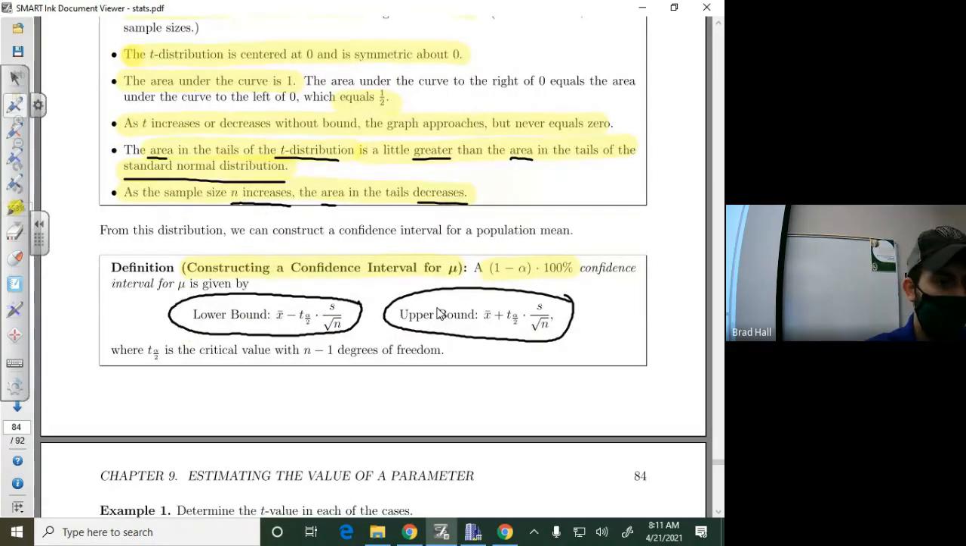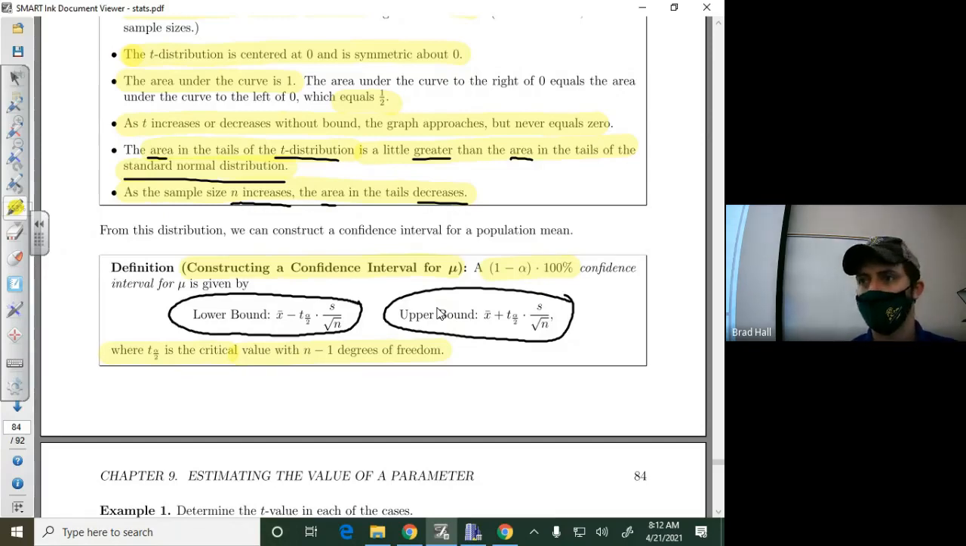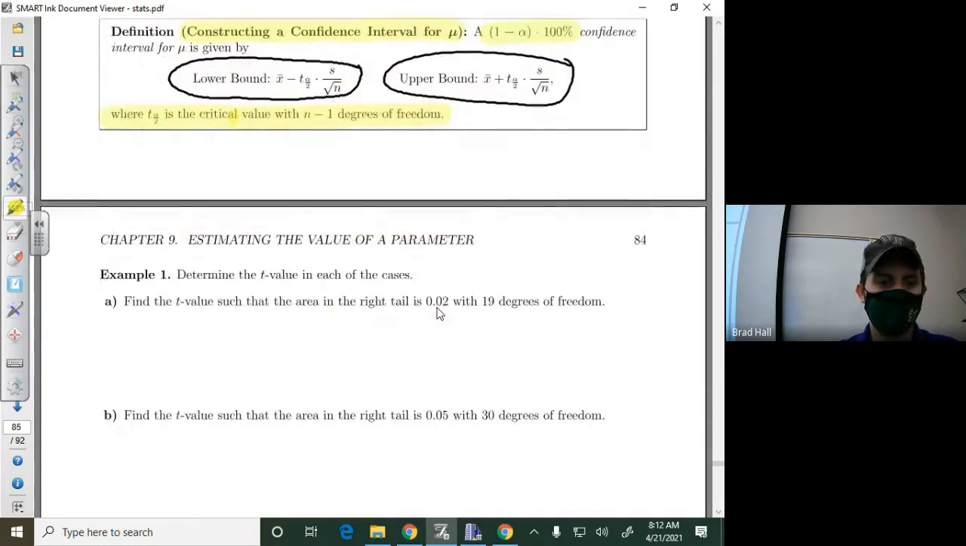And then notice we have a new variable here. Instead of z with a subscript of alpha divided by 2, z is replaced with t. And it says something about the critical value with n minus 1 degrees of freedom. I'll talk about what all of this means in one of these upcoming examples. The first thing we're going to talk about, though, is just determining t values.